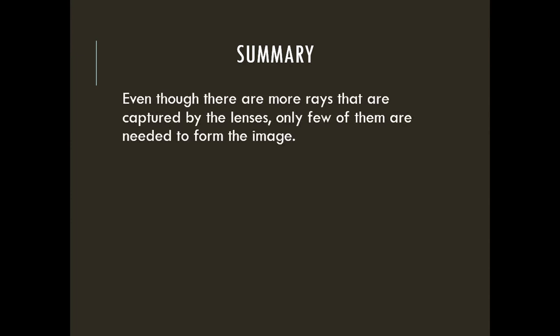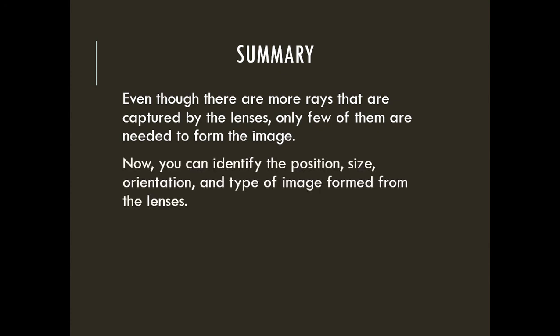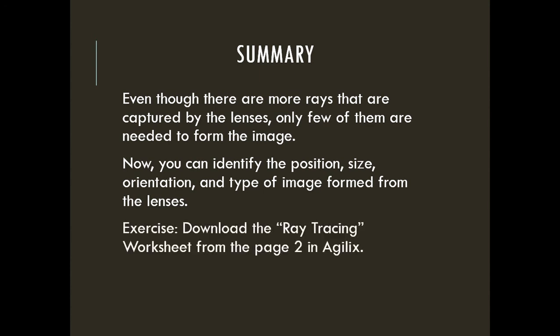Now let's have a small summary. So even though there are more rays that are captured by the lenses, only a few of them are needed to form the image. Of course, we have to analyze that there are a lot of light rays that are acting upon several objects, but we only need a couple of them in order to form a new image. Now you can identify the position, size, orientation, and type of image formed from the lenses. Of course, all of this is related to the vocabulary that you already studied.